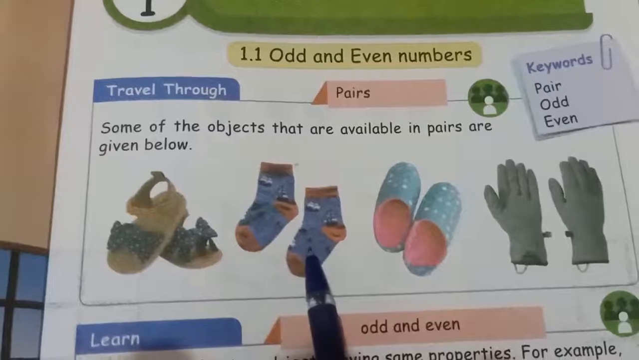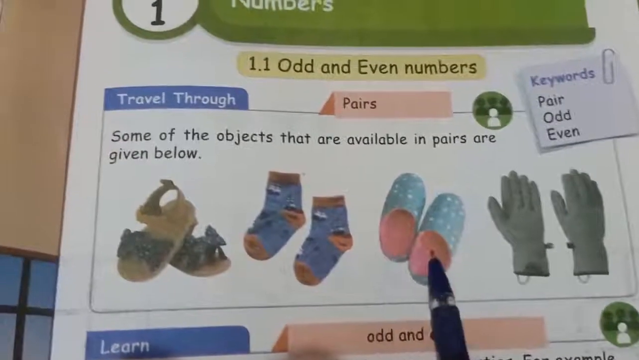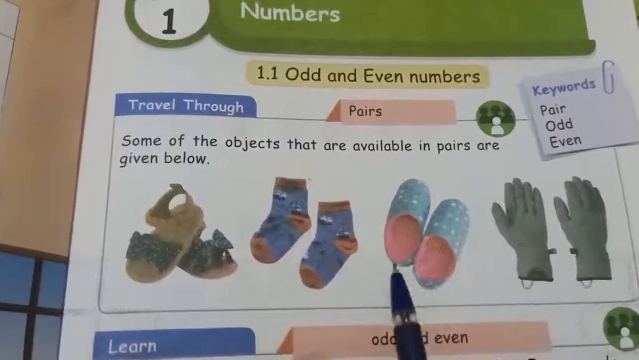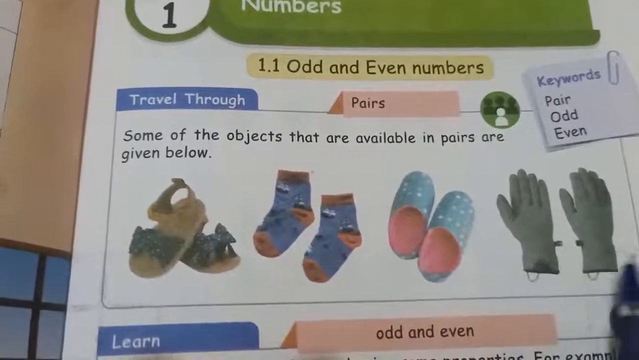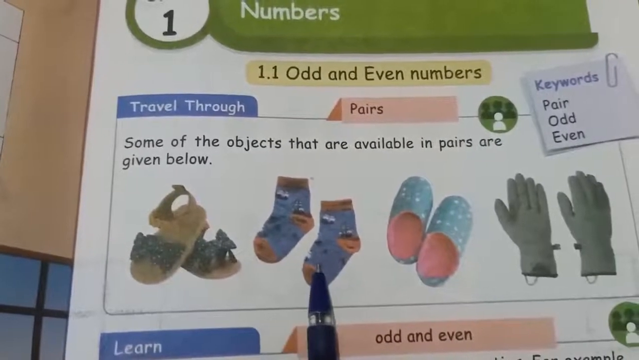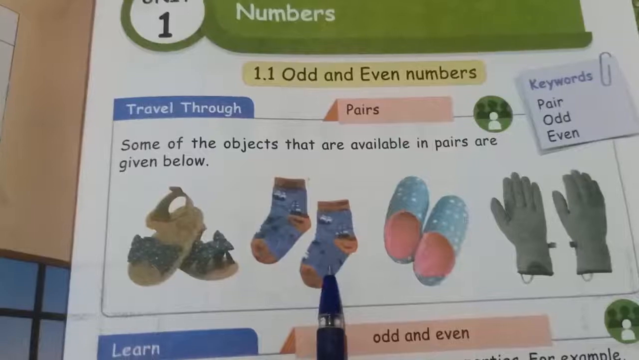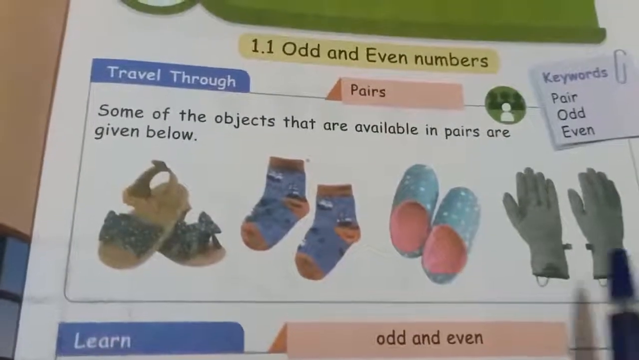Next, socks. So, pair of socks. Next also, shoes. So how to say? Pair of shoes. Next, pair of gloves. So this is called a pair. Pair means how many items in the pair? 2 items. So these objects are pairs.